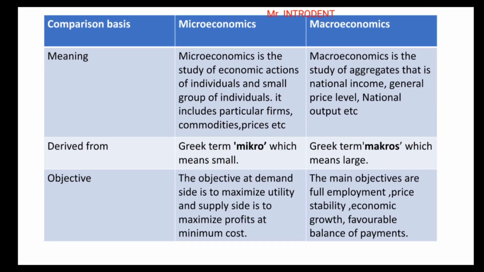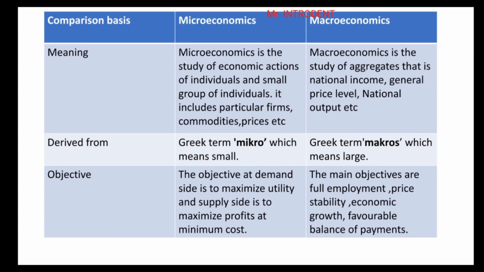Next point of difference is the objective. The main goal in microeconomics is to maximize the utility that an individual gets, or on the supply side, to maximize profits at minimum cost. Whereas in macroeconomics the main objective is to reach the level of full employment, price stability, economic growth, and a favorable balance of payments. So these are all the goals set when we try to study macroeconomics.